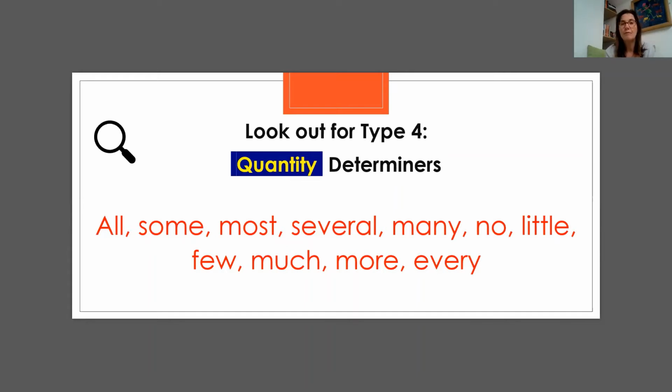For example, all cats, some cats, most cats, several cats, many cats, no cats, little or few cats, much. That doesn't really work, does it? Much cats. Not with that particular example, but it is a determiner. More cats or every cat.